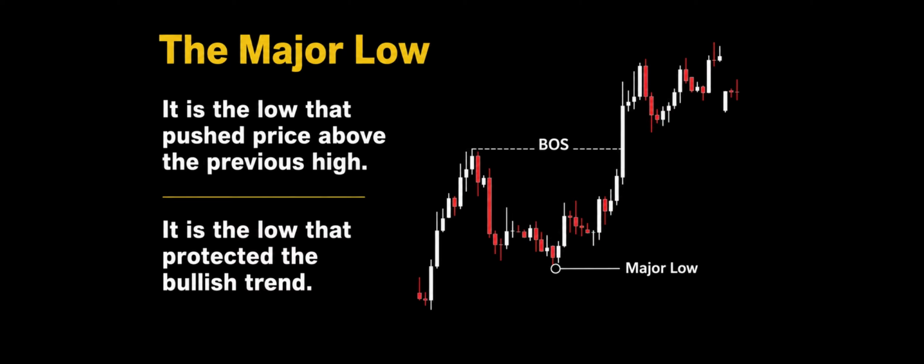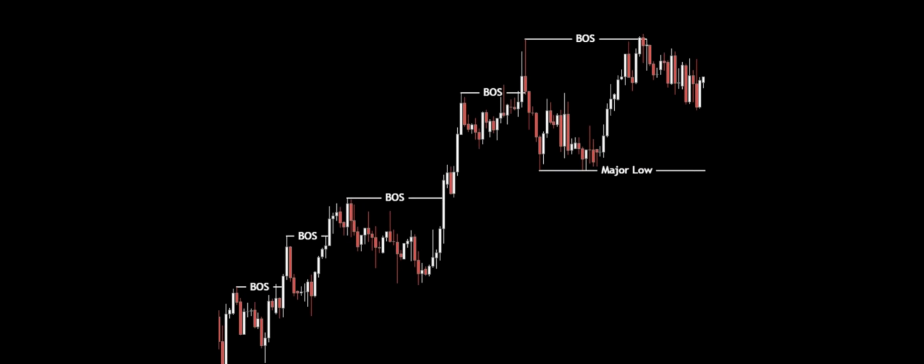But here is the important part. After price creates that break of structure, the low that caused the break becomes the major low. The major low is the low where buyers stepped in. It is the low that pushed price above the previous high. It is the low that protected the bullish trend. So in bullish structure, the major low is extremely important. As long as price stays above that major low, the bullish structure is still protected. Price can pull back.